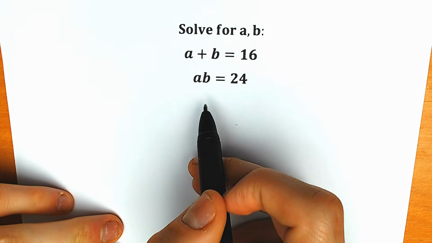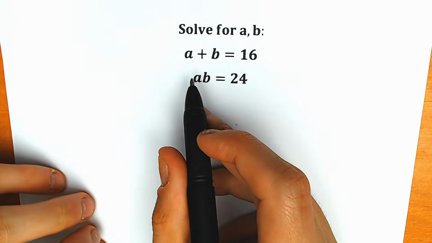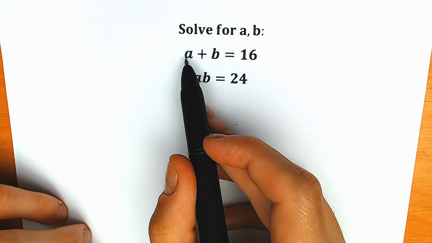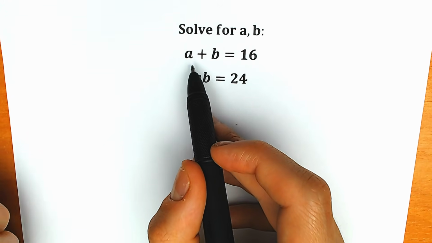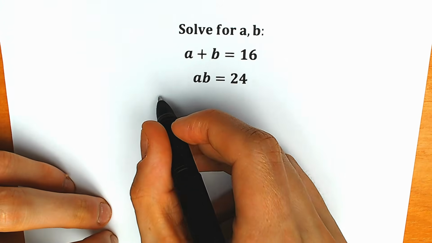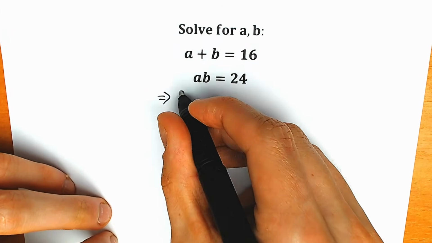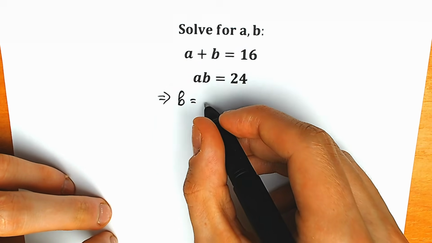So first of all, we have two equations, and what is the main method? How can we solve this type of question? First of all, we can express from the first equation very easily our b. So let's start with that. So our b is equal to 16 minus a.